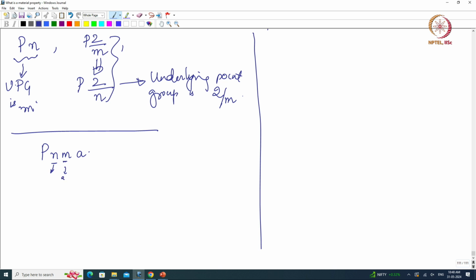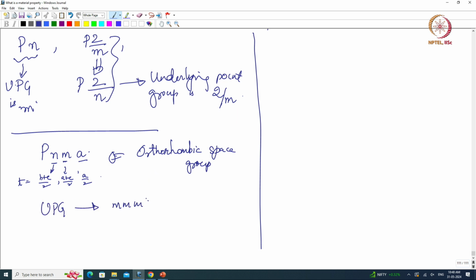Here, A plus C by 2, this is B plus C by 2; I am just writing the glide translation vector. And here the glide is just about A by 2. So the mirror is about C, whereas the glide is A by 2. So this is again an orthorhombic space group, and the underlying point group is mmm, the holohedral orthorhombic point group. All right, so that is the diagonal glide.